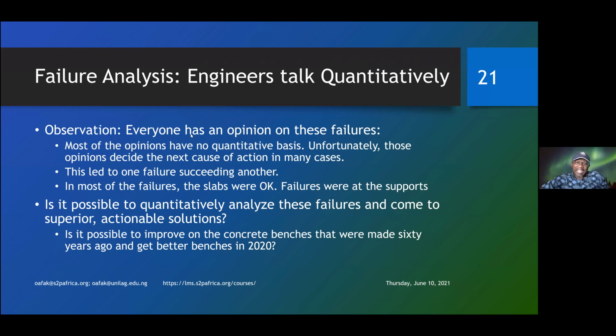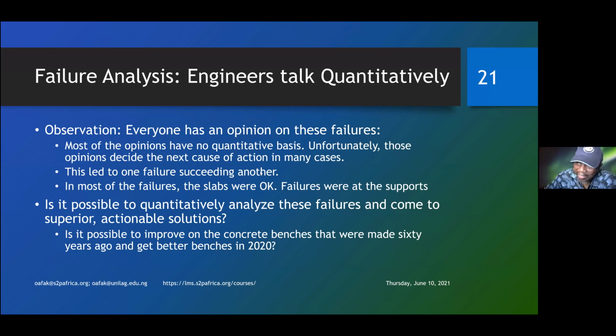Observation: everyone has an opinion on the failures. Most of the opinions have no quantitative basis. They have no scientific basis. They have no engineering basis. Unfortunately, those opinions could decide the next course of action. If the person who is taking the decision is influenced by you and he listens to you, then that will lead to another failure. They will lead to one failure succeeding another.